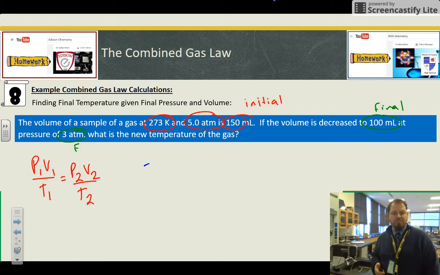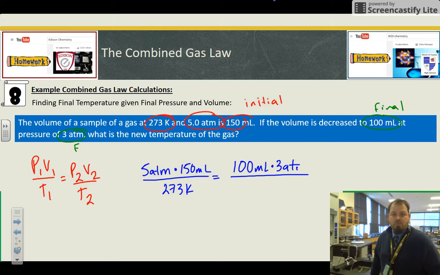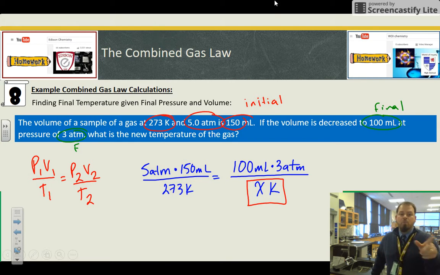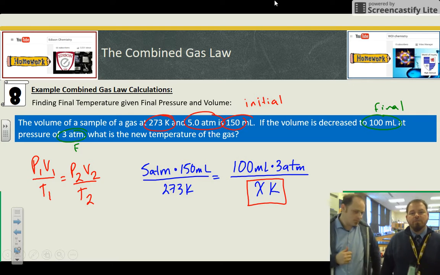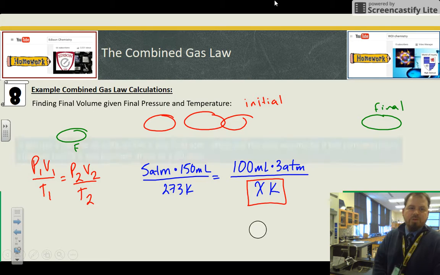Okay, so we're just going to plug and chug. We're going to plug in the first 3 variables on the left side: 5 times 150 divided by 273. And on the final side, I got 100 times 3 divided by T2. We'll be able to use our algebra skills to solve for the one variable. Like we said, we'll always be given 5 variables, solve for the 6th. There is an equal sign, so guess what we get to do? We get to cross multiply and follow all of your rules of algebra to solve for that unknown.